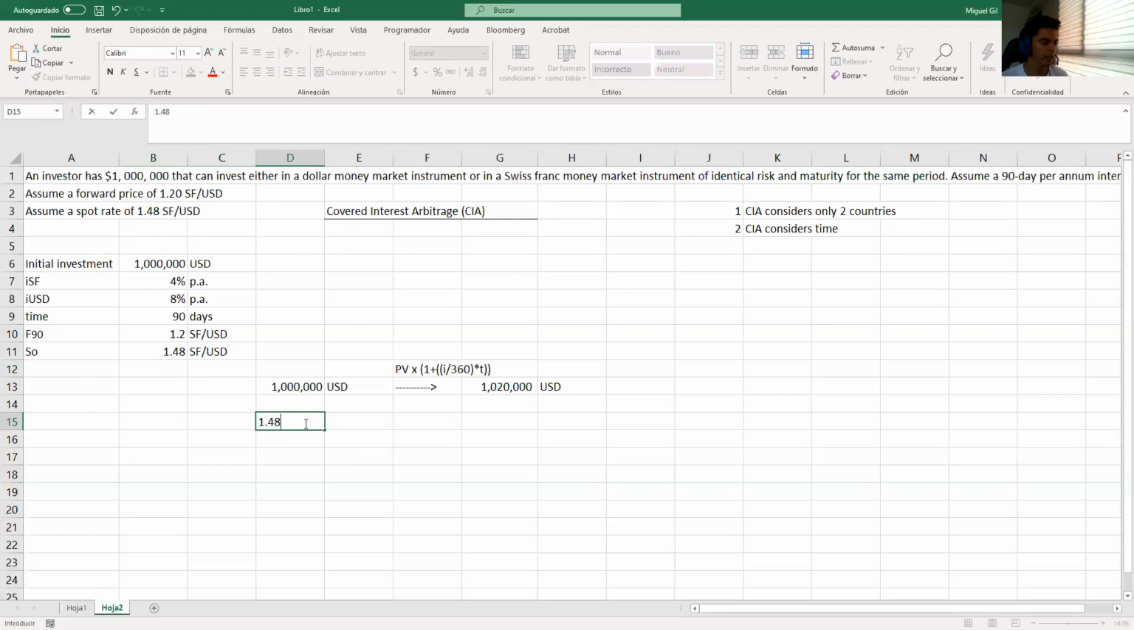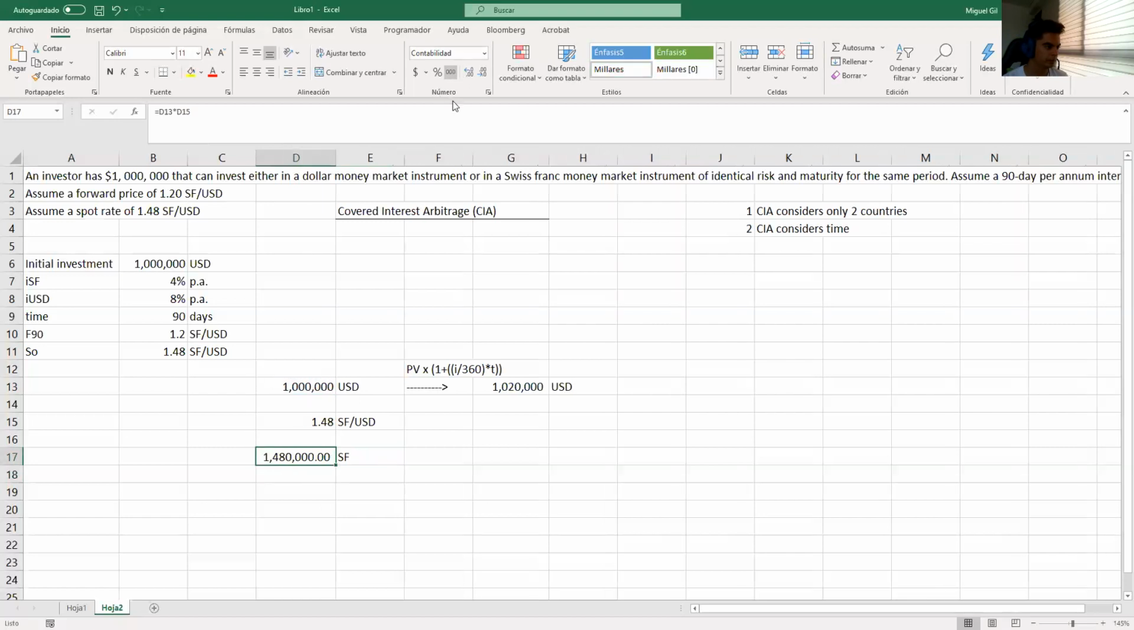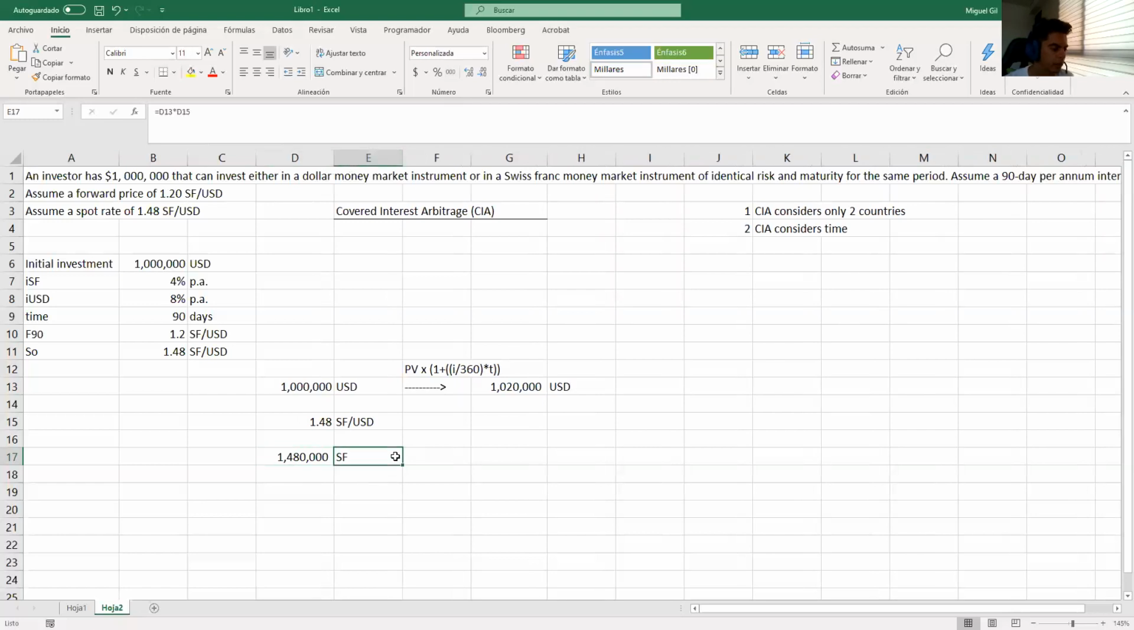So 1.48 Swiss francs per dollar will be used to convert this amount of dollars. As you can see, you have dollars on top because you have dollars, and then in the exchange rate, you have Swiss francs and dollars at the bottom. What do you do when you have this? When you have dollars on top and dollars at the bottom, you need to multiply, right? So you will be multiplying this times this, and this will be Swiss francs, okay? Because that's what you want to get. There it is. So you have Swiss francs.